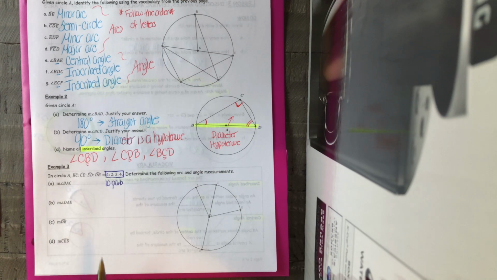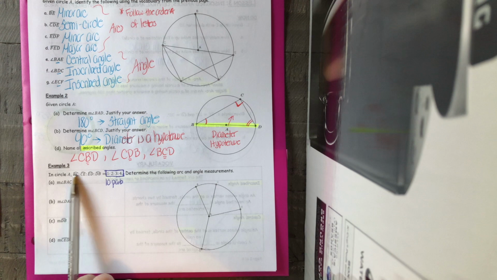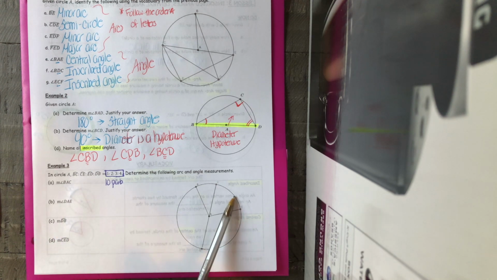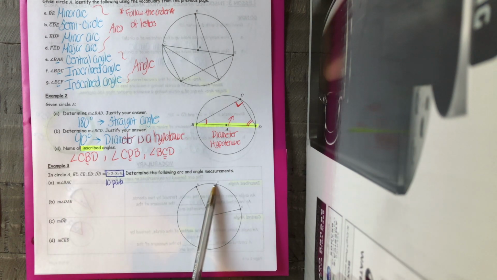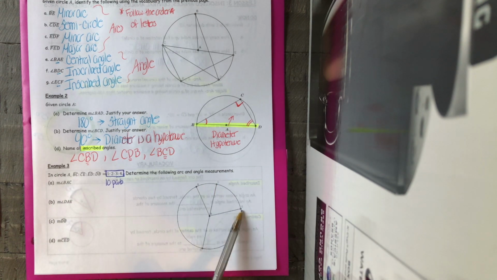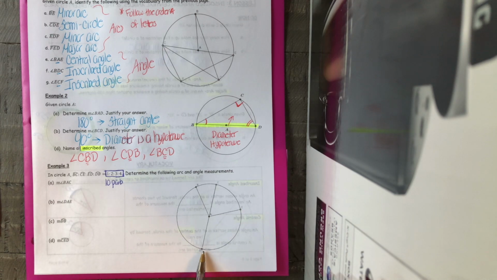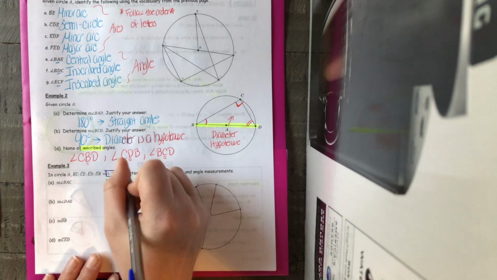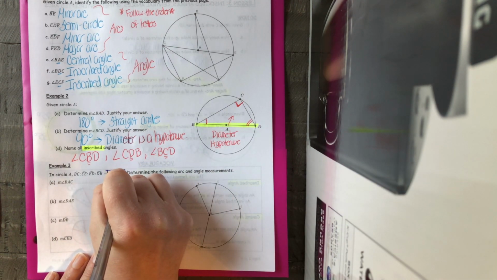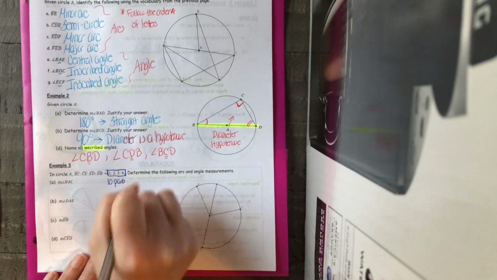First thing that I want to do, I know that arcs are these edges of the circle, right? They make up the whole thing. So if I follow this through, BC, CE, ED, and then all the way back from D to B, it's giving me the entire circle, okay? Well, I know that in an entire circle, a full circle, that's 360 degrees.